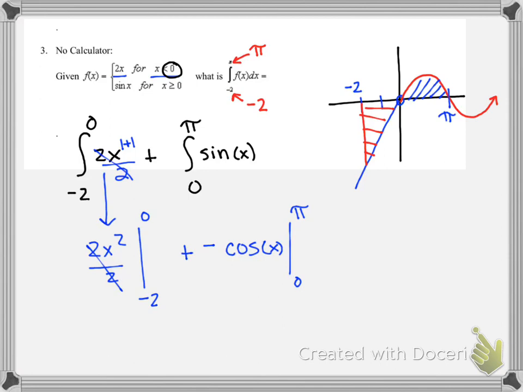So as we plug in our limits here, we have 0 squared minus -2 squared. That's going to be the first integral minus cosine of x from 0 to pi. Well, that's going to be a negative cosine of pi minus a negative cosine of 0.